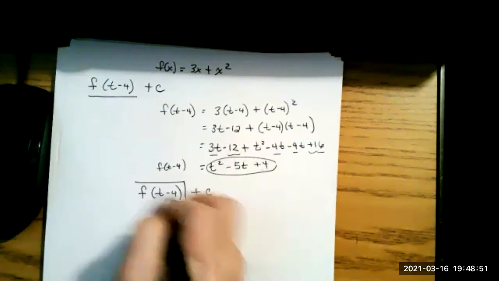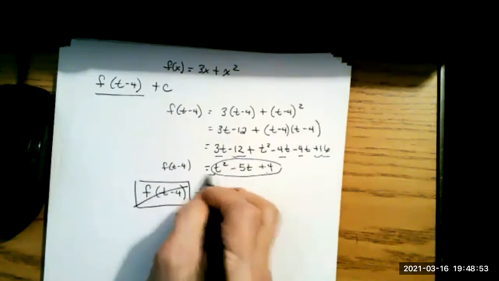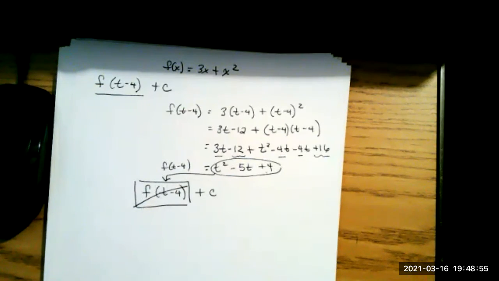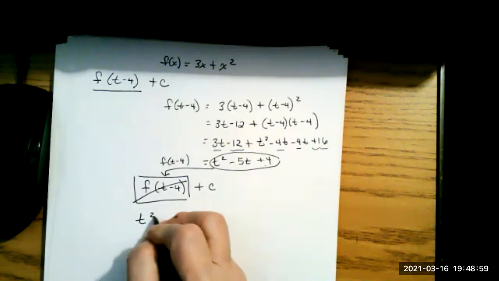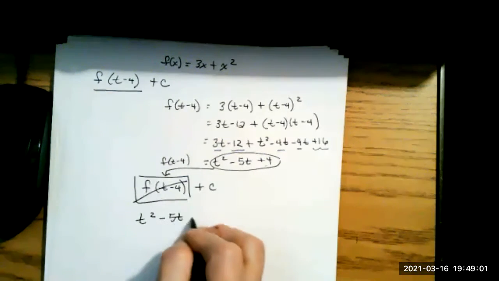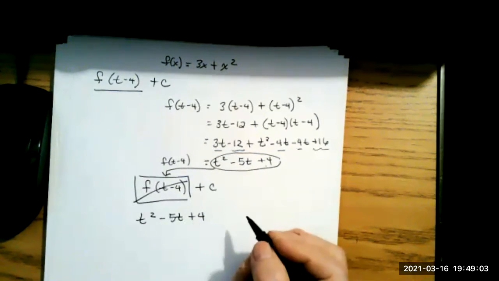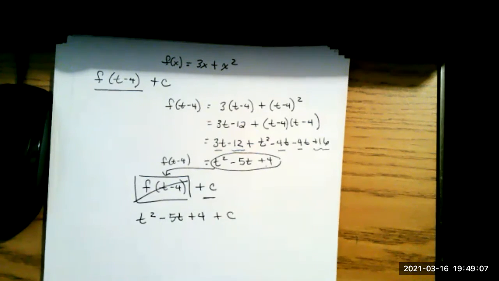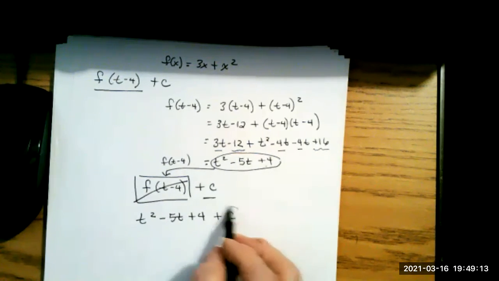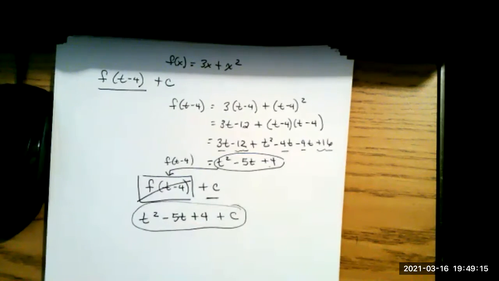I'm going to take this out right here, and I'm going to stick that answer I got for t minus 4 in there. So it's going to say t squared minus 5t plus 4. Now I still have this plus c. It's not an f of c, it's just a plain old c. So I just added it on the end to get my answer. Okay.